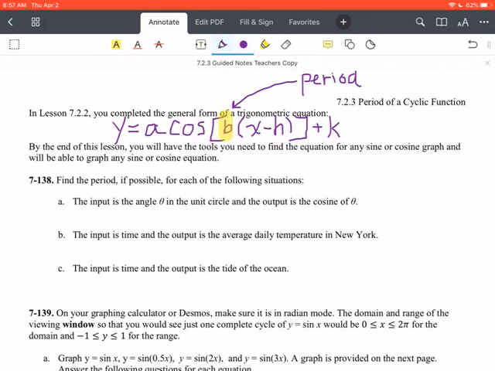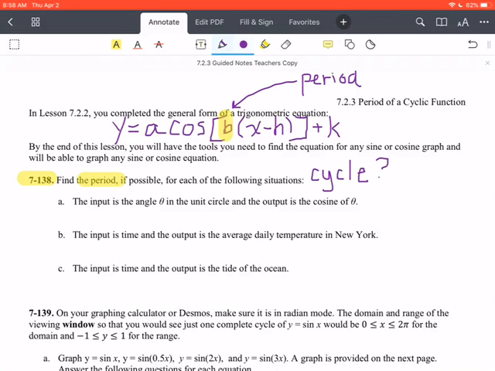By the end of this lesson, we will have the tools that we need to find the equation for any sine or cosine graph, and then we'll be able to graph those. We're going to start pretty basic, focusing on this idea of the period, and then from here on out, we'll see more complex functions. On 138, this is just getting our mind thinking beyond just trigonometry for what the period of each situation would be. The period, remember, a synonym is cycle. So how long is one cycle of what is described?